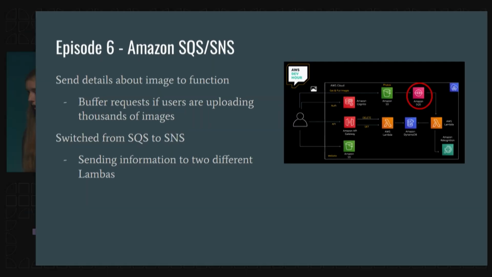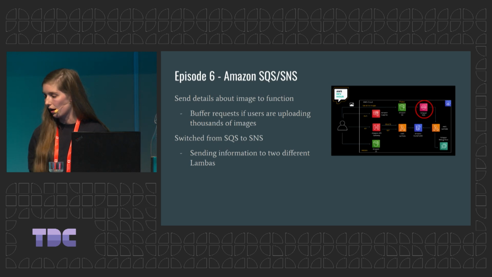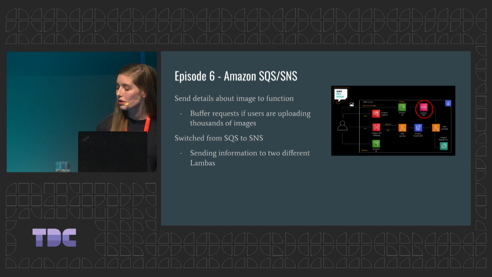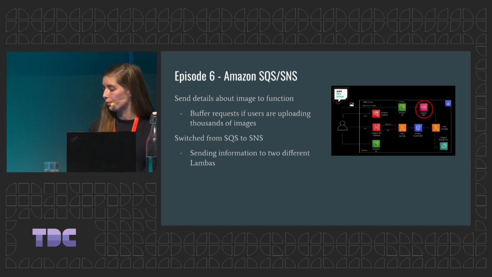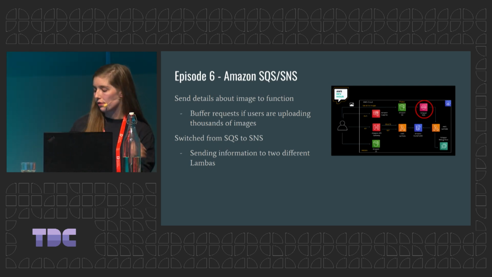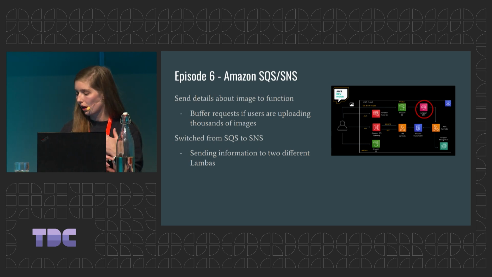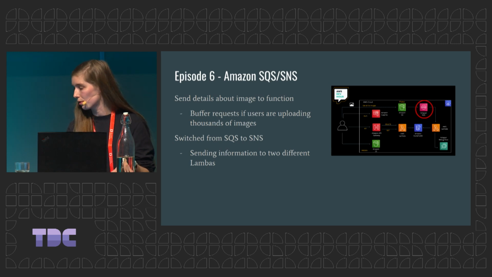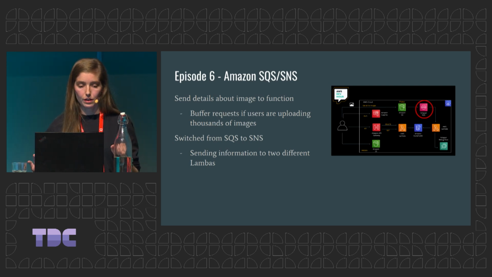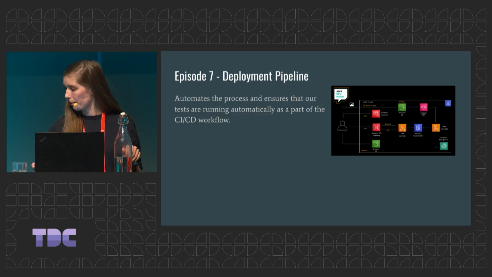The next episode was on Amazon SQS. That's a queue that will send details about the image to the function. We're using the queue to buffer requests if someone is uploading thousands of images at a time. I also realized that I switched from SQS to SNS, which is also queuing, and I didn't really take any notes on that, so I'm not really sure why I did it, but it's probably a smart move. I think maybe it's because I was sending information to different lambdas, and I think that's easier with SNS. No additional testing or anything here.